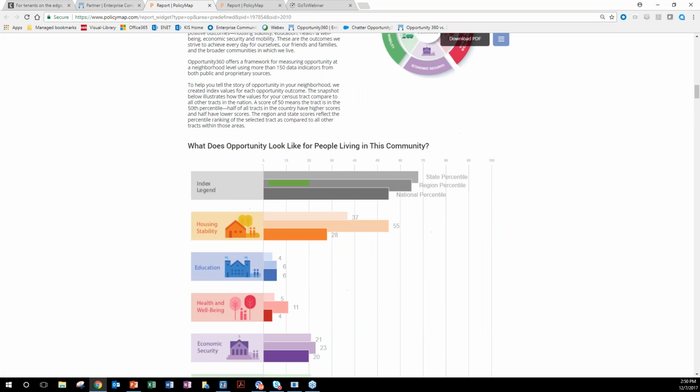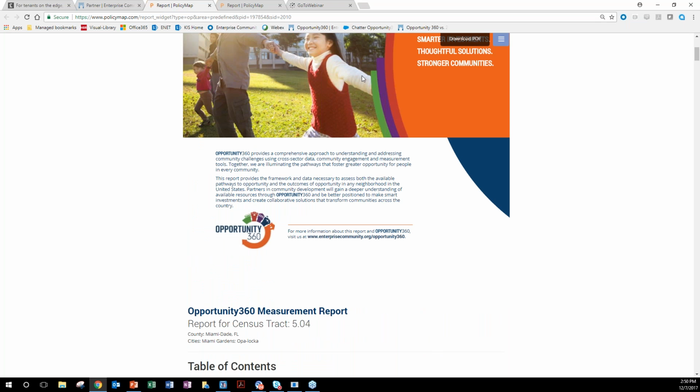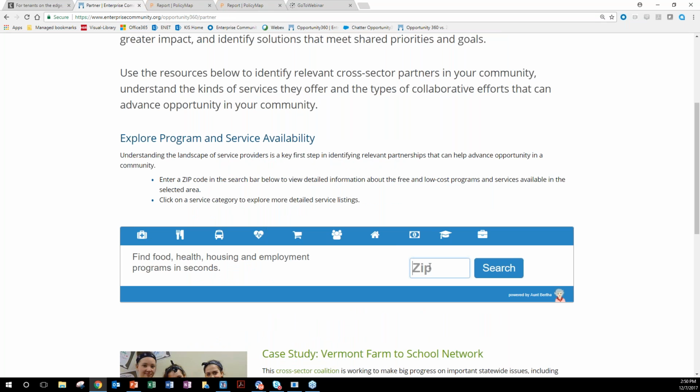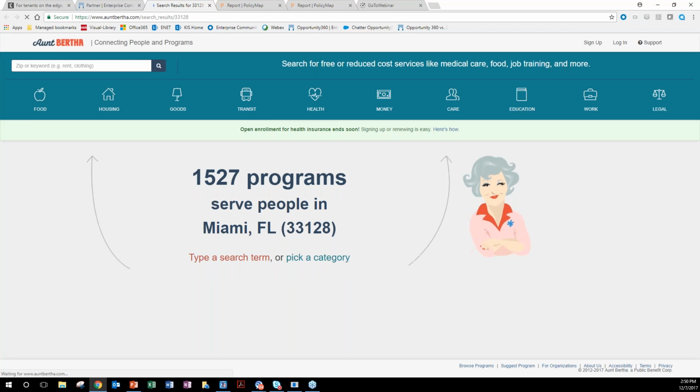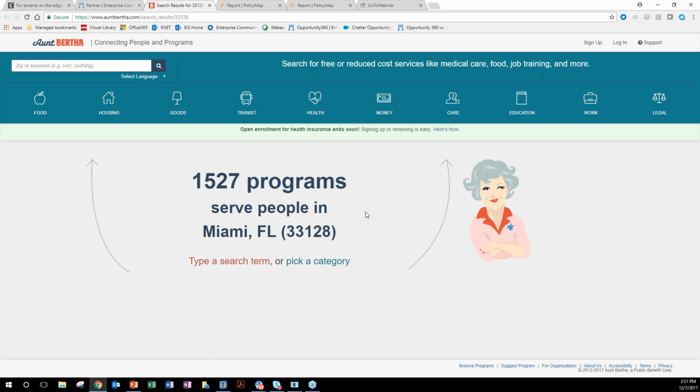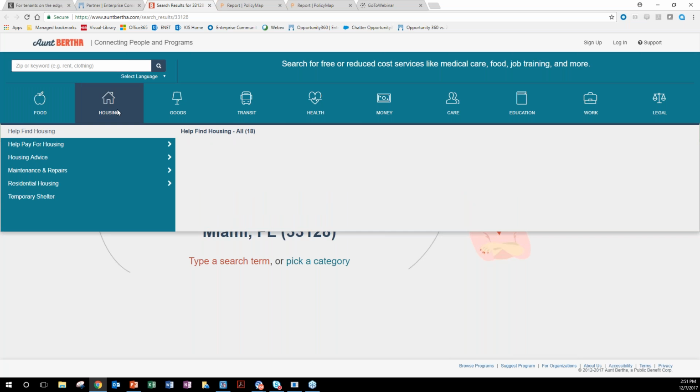I'm actually going to go, let me just see, in that measure report. In that partner tool, the zip code we were looking at before was 33128. So if we were to just put that zip code in, Aunt Bertha has the largest national repository of all the low and no cost services in a community. So what this is saying is, when I put in that zip code, 33128, this gives me a listing of 1,500 programs across a number of categories: food insecurity, housing, that are folks who are offering free or no cost services.